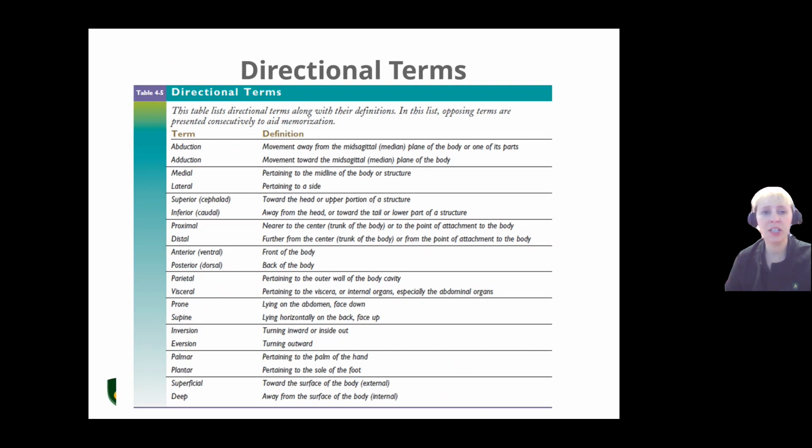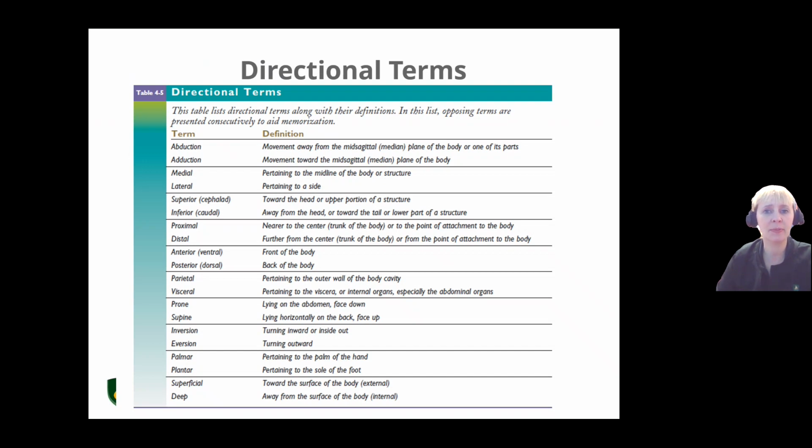Now, these are some additional directional terms that you should know and be aware of. These help us to locate the positions of structures, surfaces, and regions of the body, and they are relative again to that anatomical position. So I would highly recommend going into chapter 4, finding table 4-5, and making flashcards, or at least having a good knowledge of these directional terms.